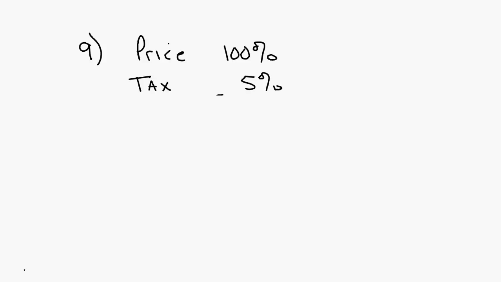Number 9 is a sales tax problem. If the sales tax is 5%, what is the cost of a pair of shoes with a price of $40? So your price of the shoes is 100%. Your tax, that's 5%. So combined, you need 105%. So the question is, what is 105% of 40?